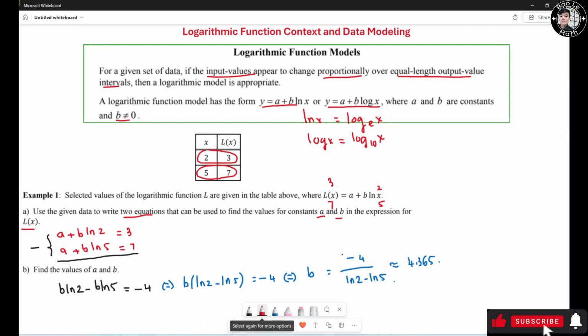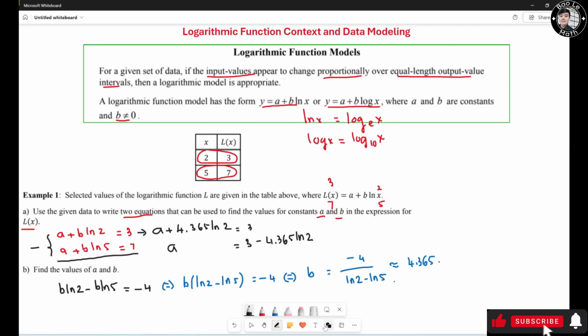So you substitute b back into one of these two equations right here. You solve for a. So for example, I'm going to substitute this guy into the first equation. So I have a plus 4.365 times natural log of 2 equals 3, right? So I subtract both sides by this number, right? So a equals 3 subtract 4.365 natural log of 2, right?